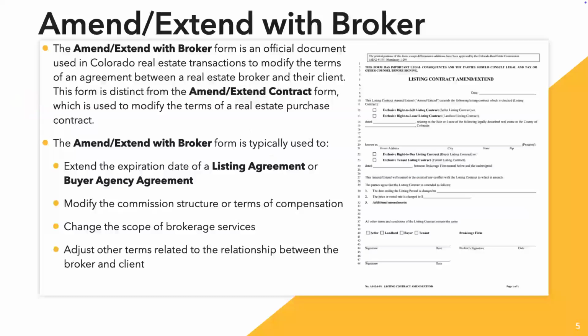I don't know if everyone knows this, but there's two different amend extends. There's an amend extend where we're attaching it to the contract to buy and sell. So that's between the buyer and the seller. There's your CBS. But there's also an amend extend with the broker. And if you're thinking, well, this must be around the agency agreement, you're absolutely right.